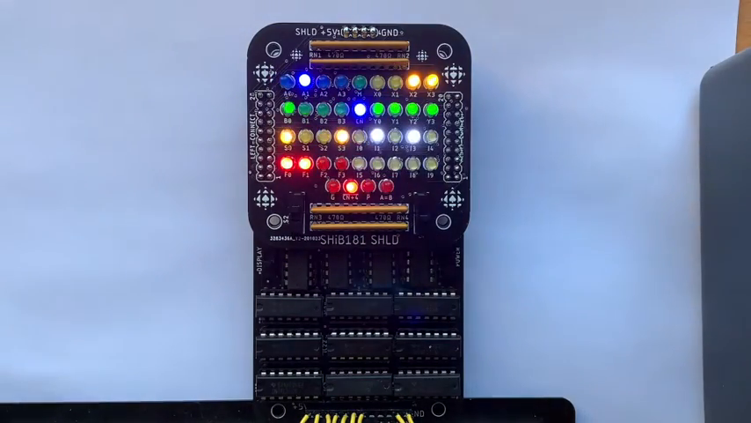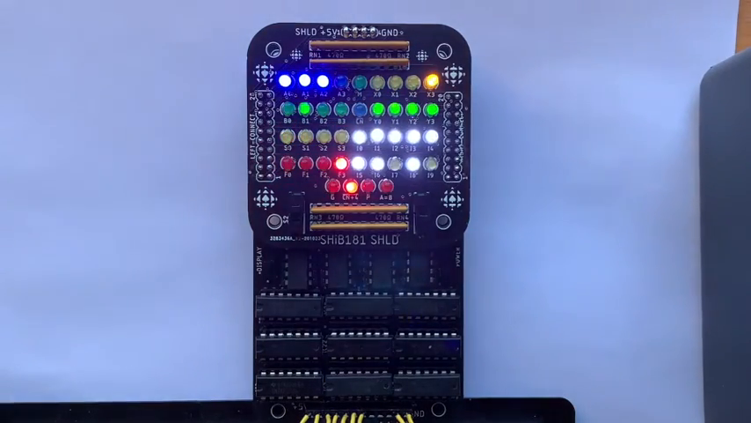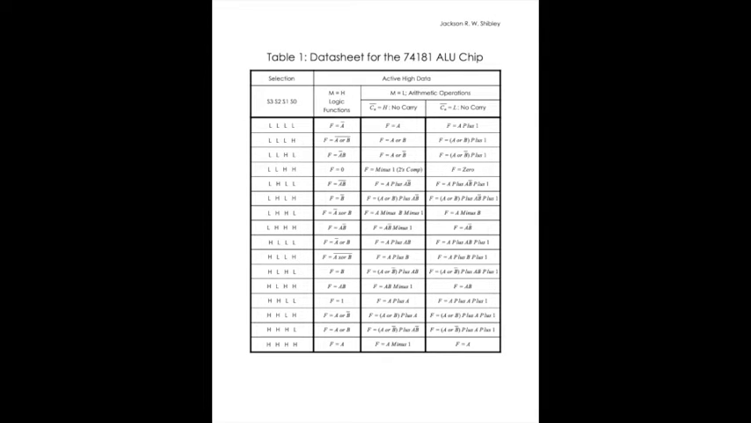This is the SHIB 181, a discrete logic ALU recreated after the 74181 from the 1970s. The SHIB 181 has 16 logic functions and 16 arithmetic functions divided into two, therefore it actually has 32 arithmetic functions, as the table shows.